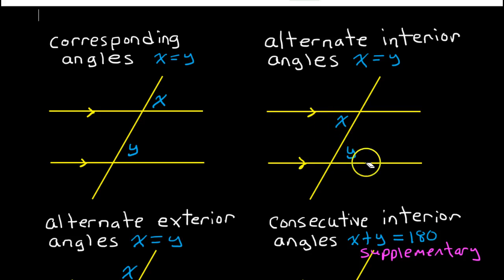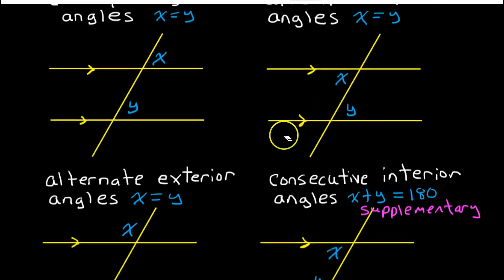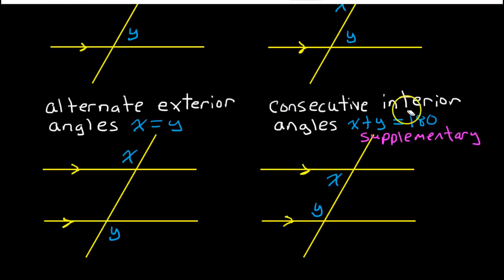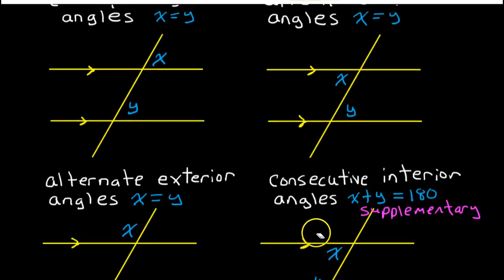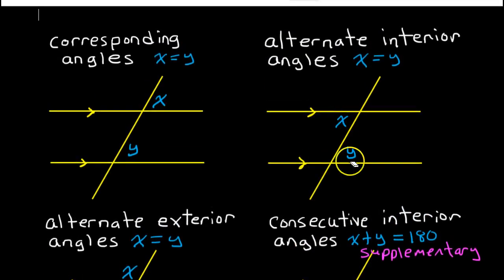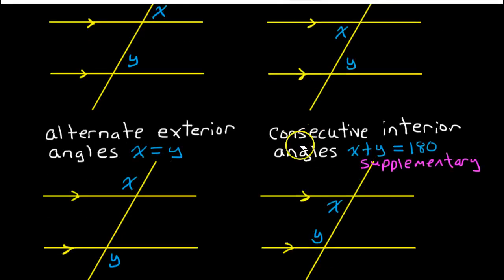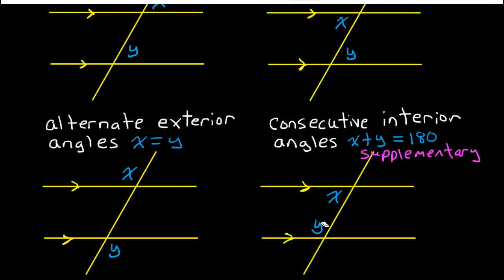Alternate means they're on opposite sides of the line, as opposed to consecutive interior angles, which are on the same side of the line. Still interior, but on the same side. By the way, alternate interior angles are congruent. See how they're both acute? You knew they would be congruent. Whereas these angles are going to be supplementary. When they're on the same side and living in this cave together like this, those are supplementary. Notice how one's acute and one's obtuse.